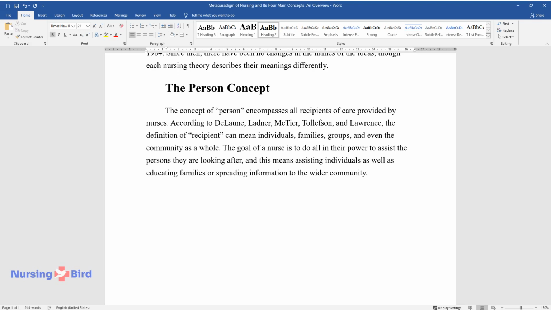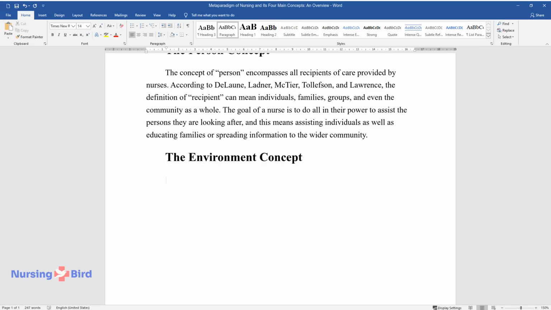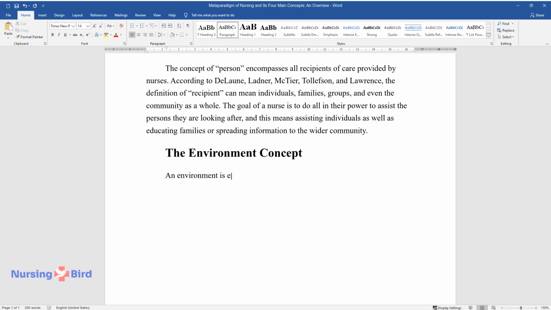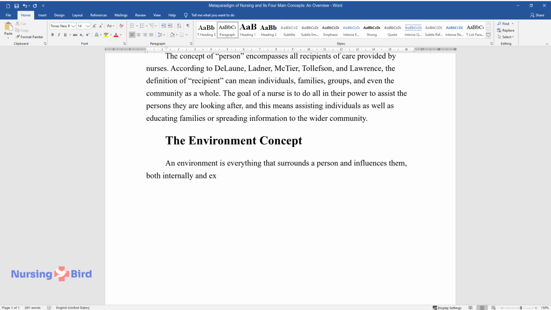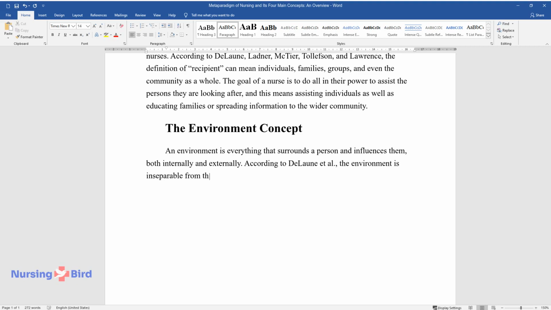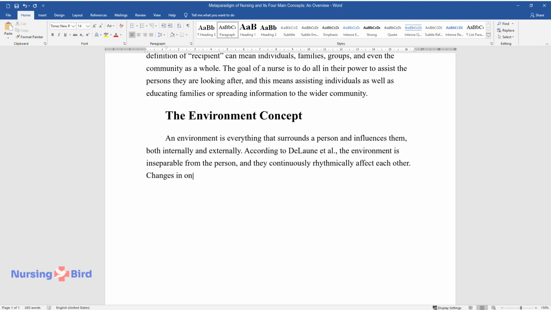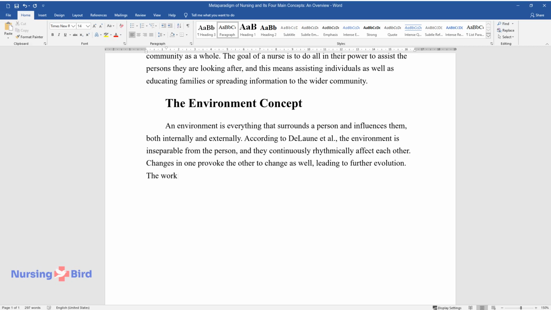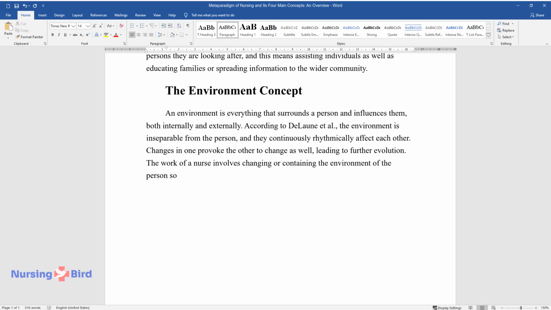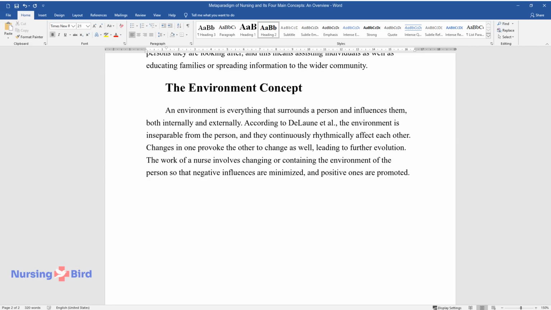The environment concept. An environment is everything that surrounds a person and influences them, both internally and externally. According to DeLaune et al., the environment is inseparable from the person, and they continuously, rhythmically affect each other. Changes in one provoke the other to change as well, leading to further evolution. The work of a nurse involves changing or containing the environment of the person so that negative influences are minimized, and positive ones are promoted.